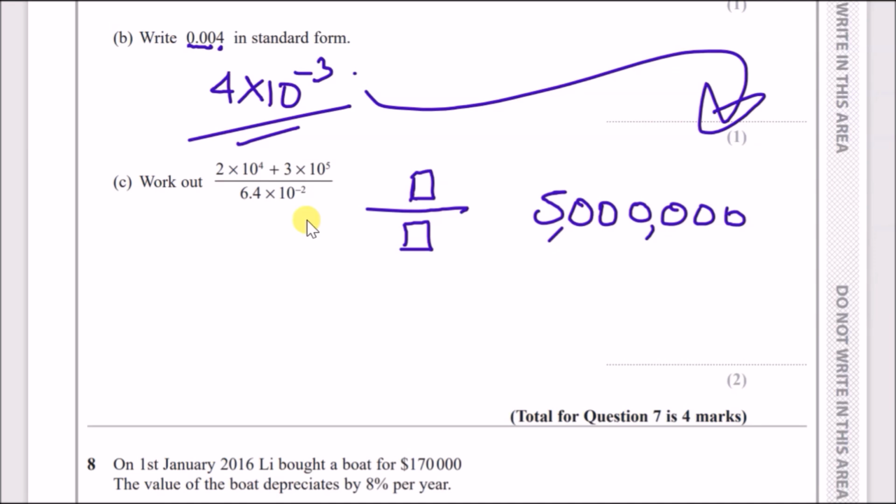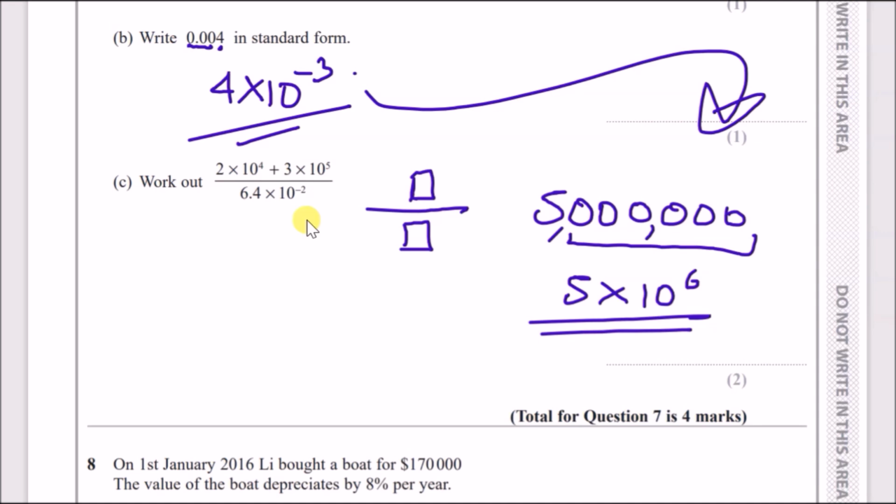It doesn't say what form to put, guys, so don't bother putting standard form because it doesn't say. But yeah, that's your answer. If you want to put it in standard form, you've got 6 zeros after the 5, so it'd be 5 times 10 to the power of 6. And yeah, either one of those answers is cool.